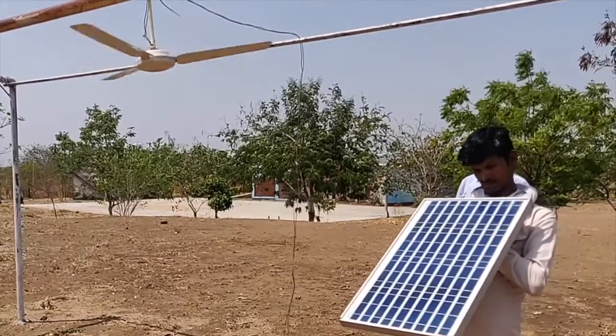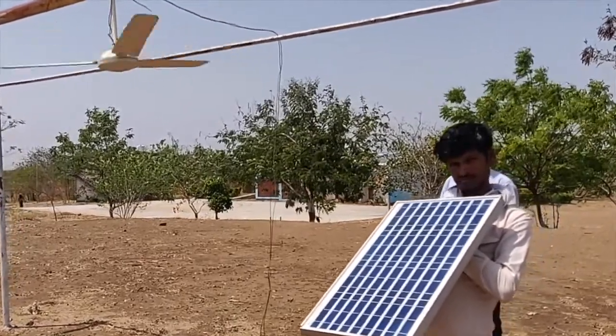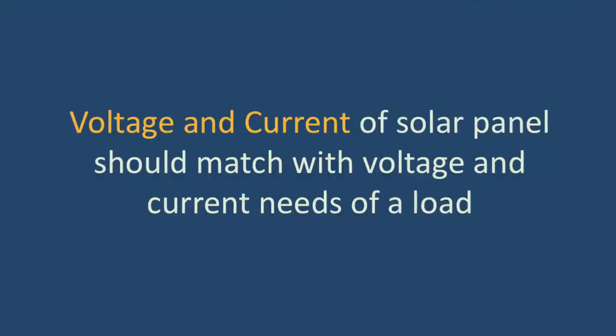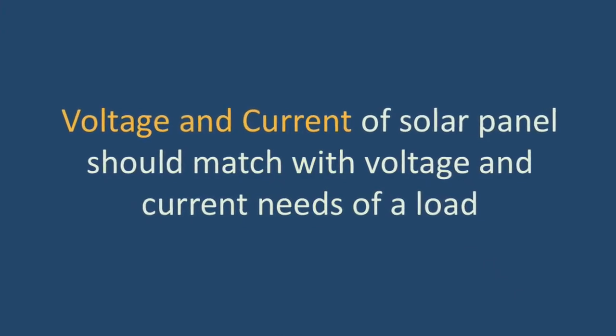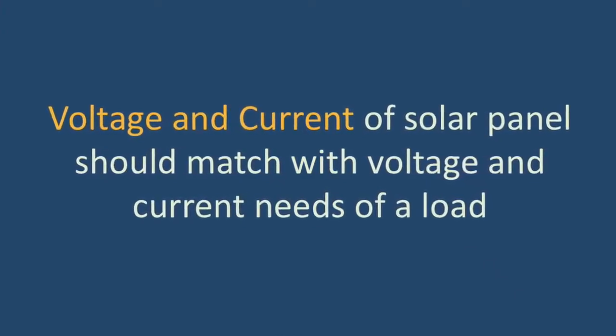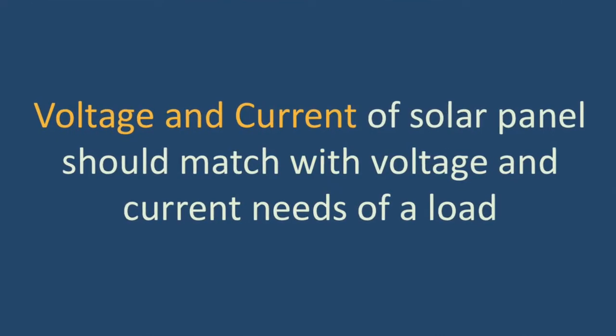So this is in a simple way how a solar system can be, but this will work as long as the voltage and current requirement of your load is being fulfilled by the voltage and current that your panel is producing. And if they match well, you can directly connect your panel to your load. And sometimes if it doesn't match well, then we put a matchmaking device or an intermediate device.